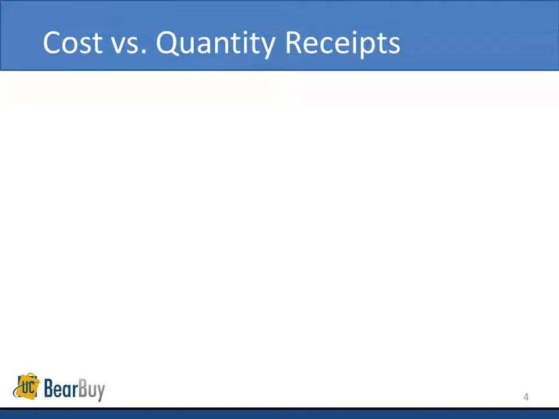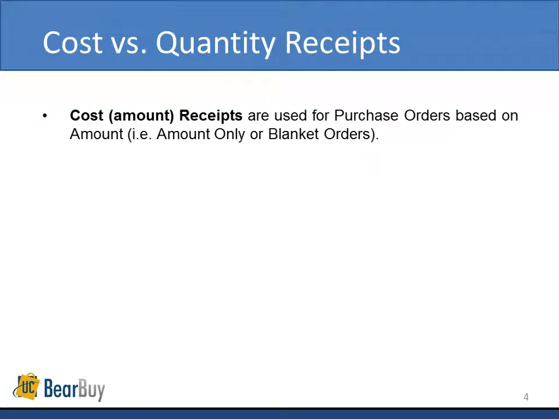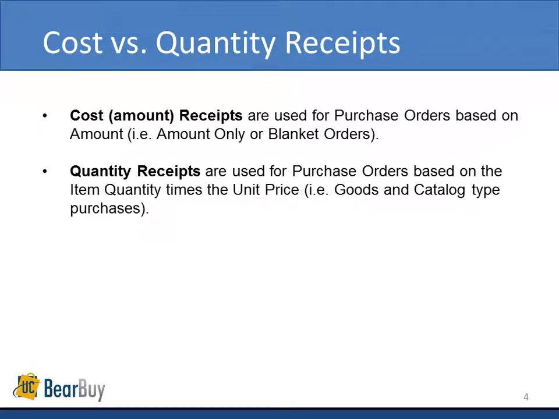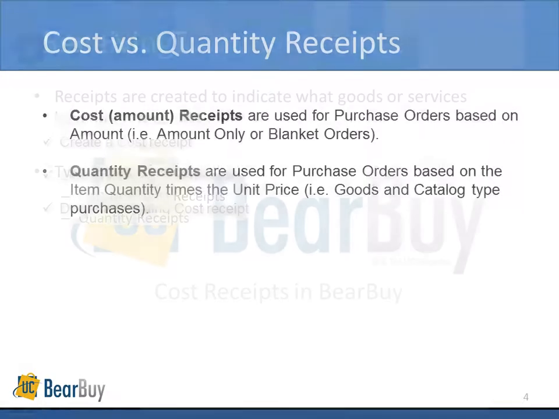Cost receipts, also known as amount receipts, are used for purchase orders based on amount. So, purchase orders that liquidize by amount, mainly amount-only POs or blanket POs. Quantity receipts are used for purchase orders based on item quantity times the unit price. So, purchase orders that liquidize by quantity. Those are mainly goods POs and catalog type purchases. In this demo, we're only going to go over cost receipts. So let's get started.